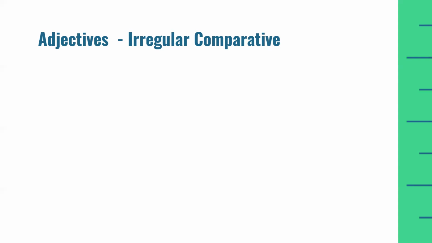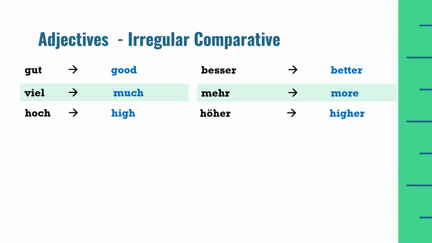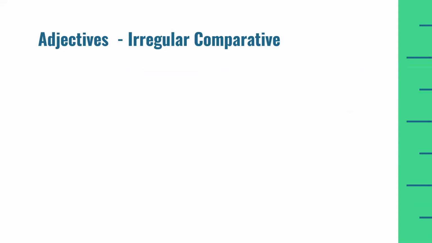Now, next we look at the irregular adjectives, and we see how to make the comparative form of these irregular adjectives. So the first example is gut, which means good. The irregular comparative form of gut is besser. Like in English, we have better. In German, it's besser. Viel, mehr. Hoch, höher.